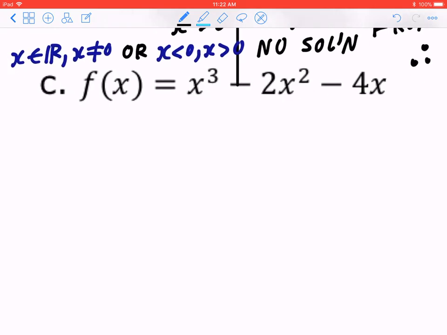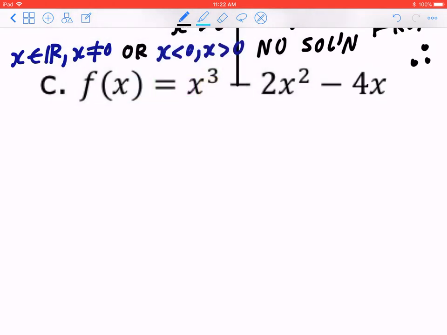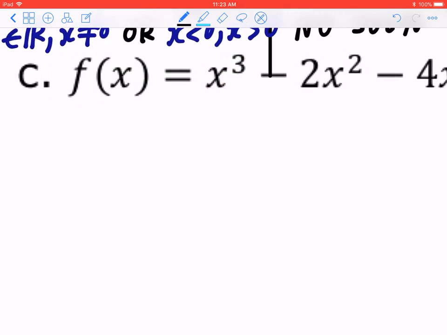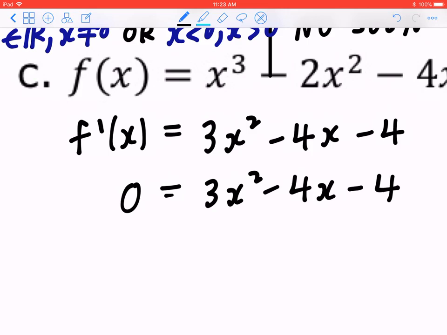So I hope you've tried 1c, f of x equals x to the power 3 minus 2x squared minus 4x. Here's the first step. Find the derivative. F prime equals 3x squared minus 4x minus 4. Step 2, you set this to 0. Step 3, your goal is to solve for x.